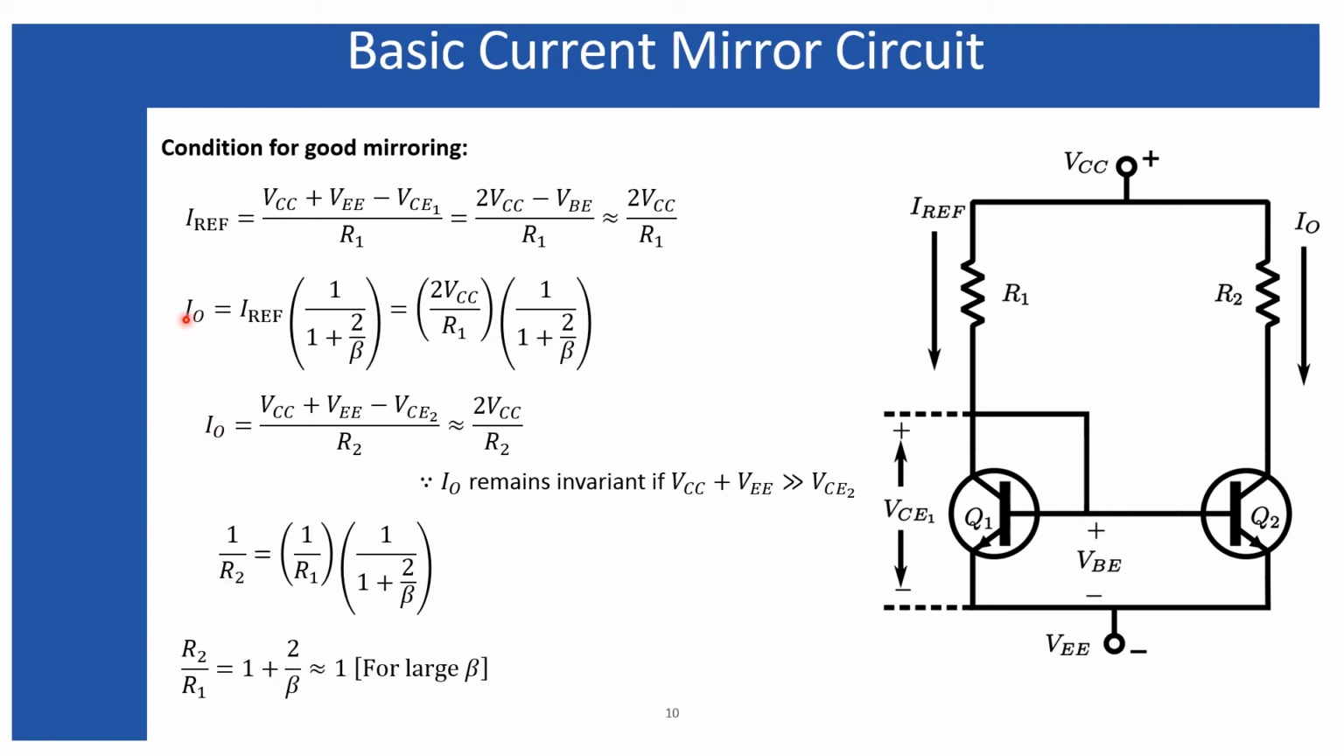Now equating these two expressions of I naught, I get 1 over R2 equals 1 over R1 times 1 over (1 plus 2 over beta), and from here I can get this expression for the ratio R2 divided by R1. Now for large beta, this ratio R2 divided by R1 will be approximately equal to 1, which means good mirroring can be obtained if R2 and R1 are equal to each other. Now let's see a practical example for this current mirror circuit.